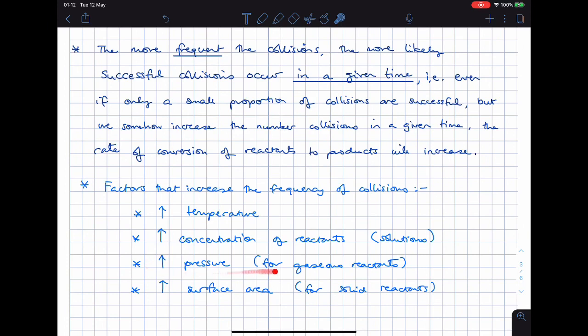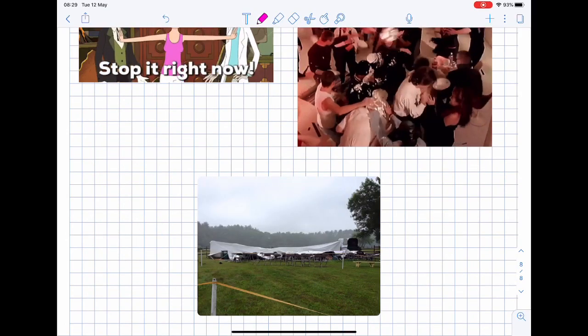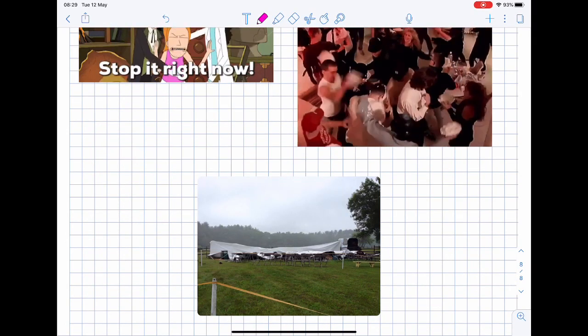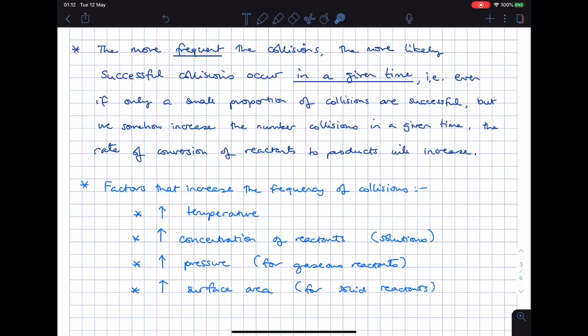And finally, with the pressure, very late in the evening, there's a huge storm brewing outside, and eventually the storm blows down the gazebo and collapses on the whole party and squeezes all the people together, and therefore the particles are much closer together, or the people much closer together, so therefore they will collide with each other and react.